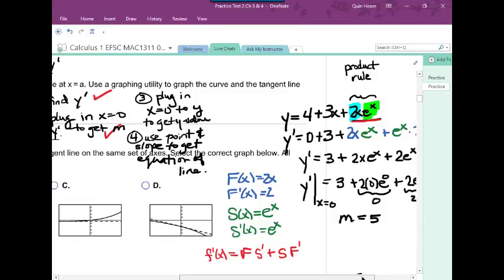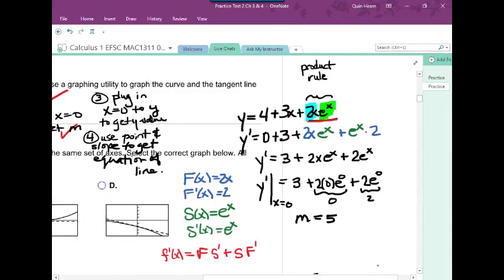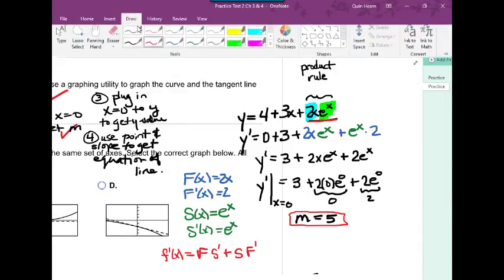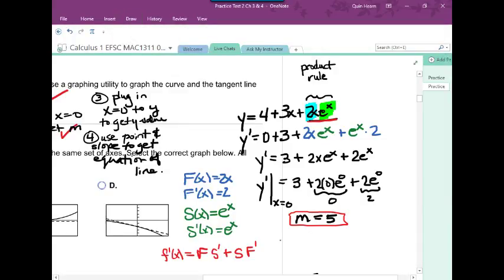All right, but when you find the equation of a tangent line, in fact, when you find the equation of any line, you not only need the slope, but you also need a point to make it work. We know that the x-coordinate of the point we're interested in is 0, but we also need the y-coordinate. But that's okay because we have the original function to plug into. So we are going to plug into y equals 4 plus 3x plus 2x e to the x. And we're going to plug 0 into that.